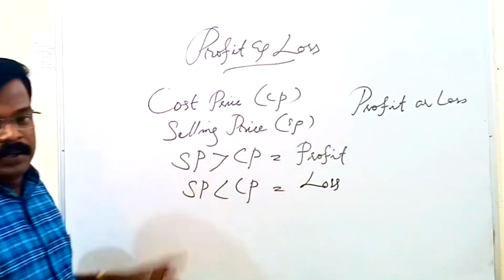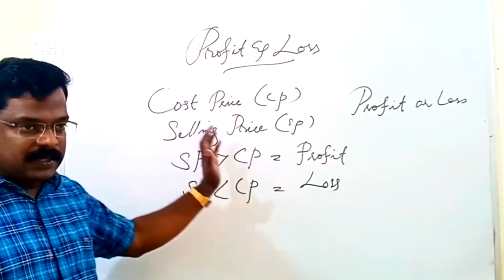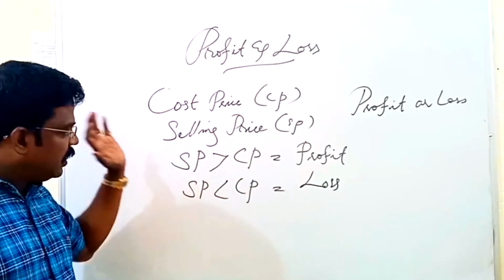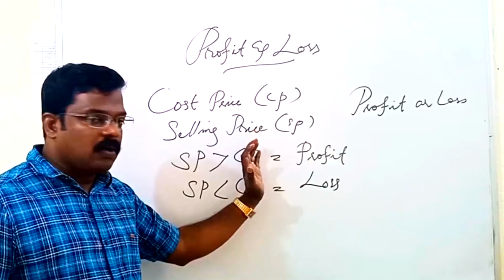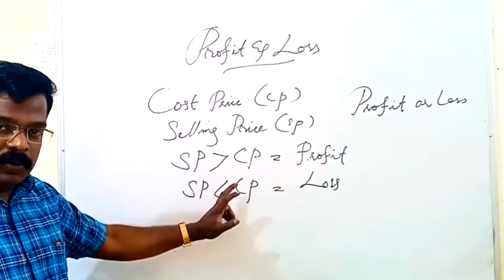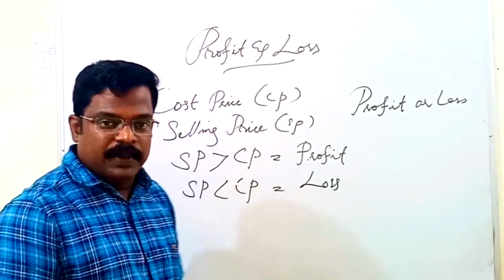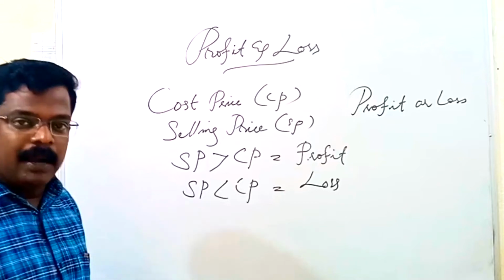So these are the 2 points that you want to remember. That is the difference between selling price and cost price. That means if selling price is greater than cost price, there is profit. If selling price is less than cost price, or cost price is greater than selling price, there is a loss. So here we can explain that with the help of one example.